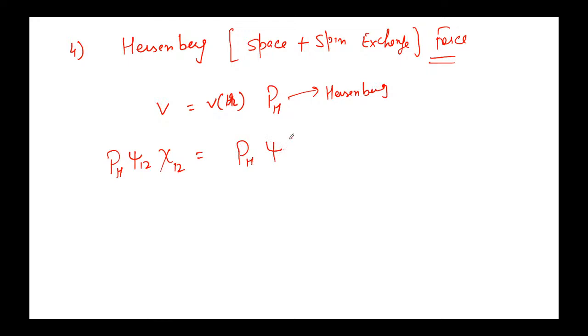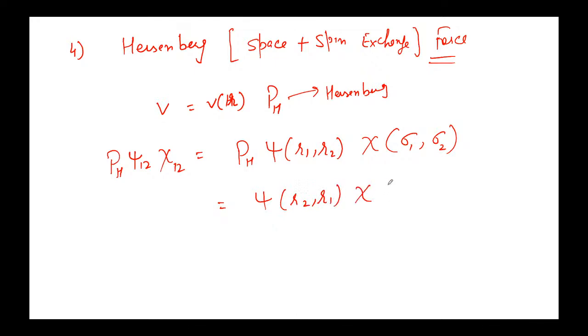it exchanges the value of position as well as the spin. So the position is changed, the spin is also changed, and we can write it as xi 21 sigma 21.